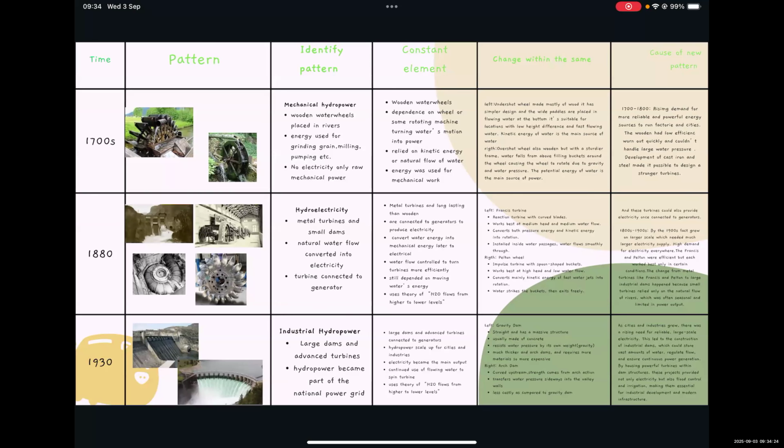To summarize, identifying a pattern means spotting what stays constant in hydropower, that is, the use of water's kinetic energy. This process shows how technology evolves with constant principles but changing solutions. That's it for my presentation.